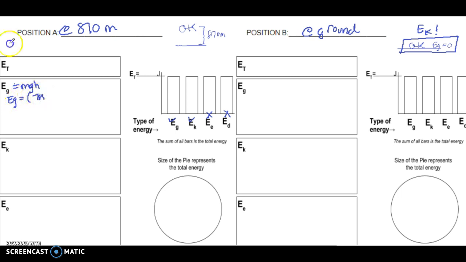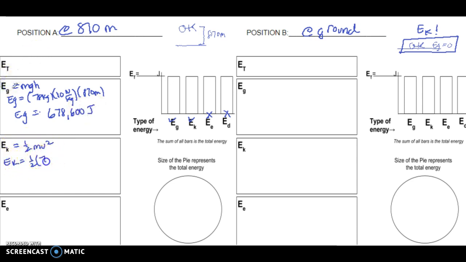The mass is going to be 78 kilograms times 10 newtons per kilogram times 870 meters. So that's going to give me an EG of, looking for a calculator, 78 times 10 times 870, a lot, 678,600 joules.